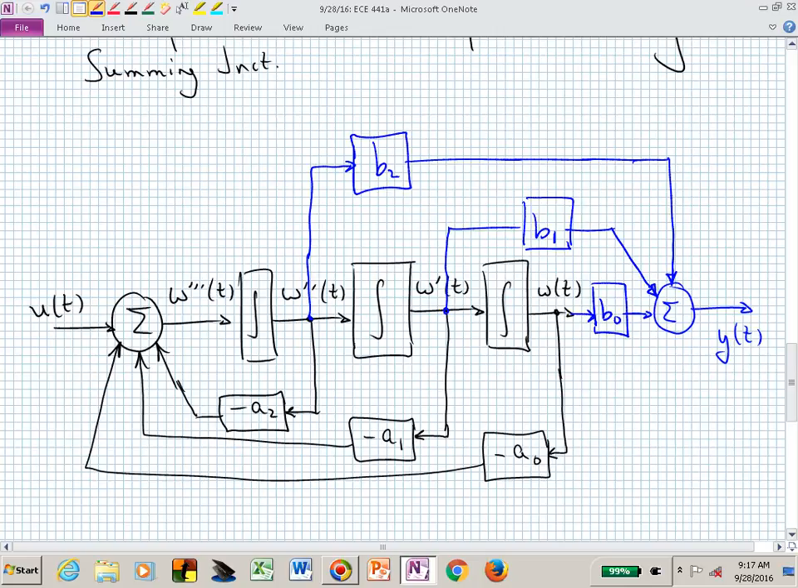And that now produces all three input terms to that rightmost summing junction, which is y of t, and voila, we now have a block diagram, an all-integrator block diagram that will solve that transfer function's system of differential equations associated with that system between the input u and the output y.